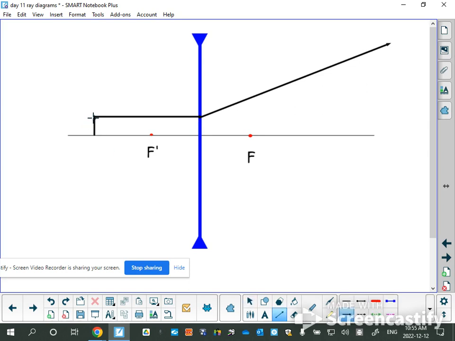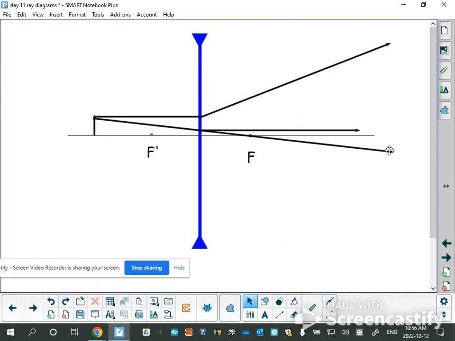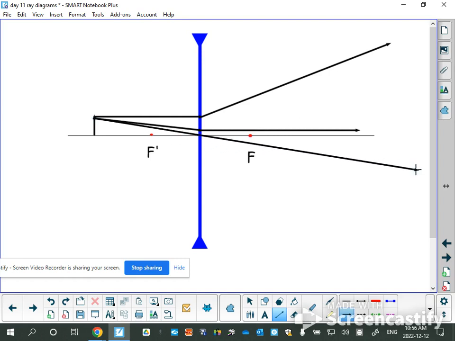Rule number 2, remember, I'm going to aim at my focal point, but when I hit the lens, I'm going to go straight. Again, you're not going to draw this last part. You'll just draw what looks like this. So you aim it so it aims at the focal point. When you hit the lens, go straight out so you're parallel with your principal axis. Rule number 3 doesn't change for any lenses: all straight through the optical center.